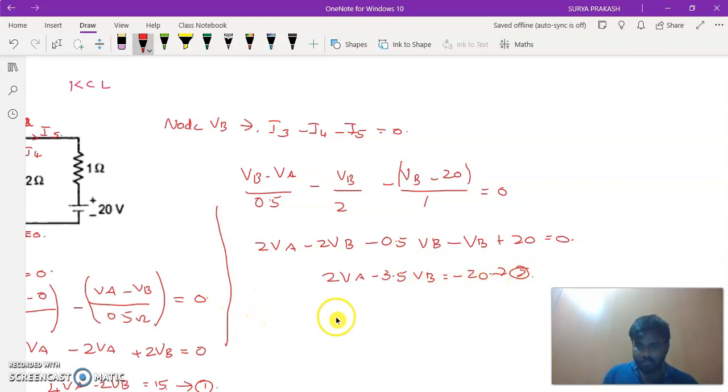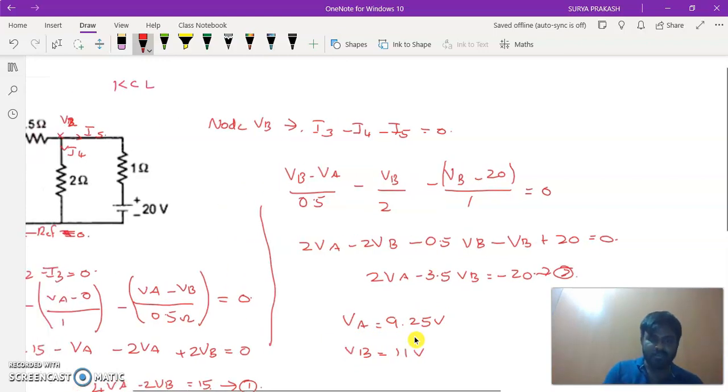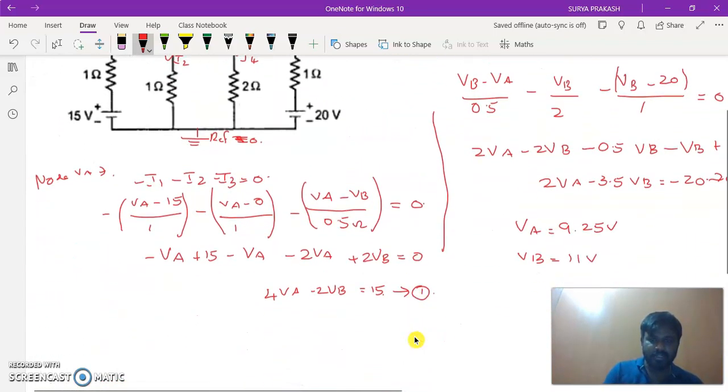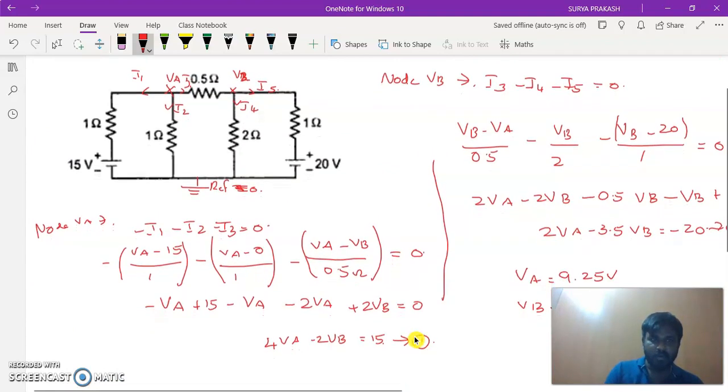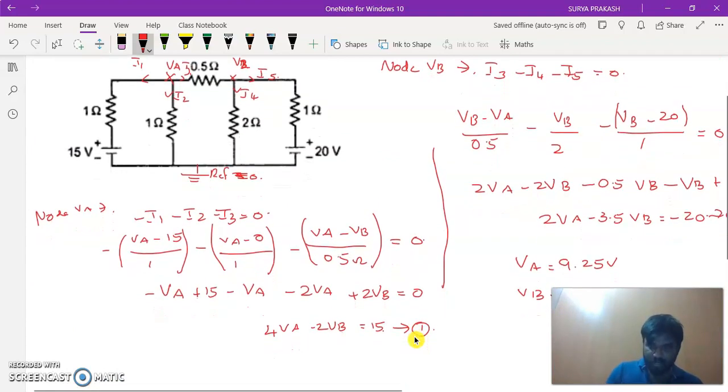Once you solve these equations, you will get the value VA is equal to 9.25 volt and VB is equal to 11 volt. So these are the two different voltages. Next, we need to find the currents I1, I2, I3, I4 and I5. That is easy.